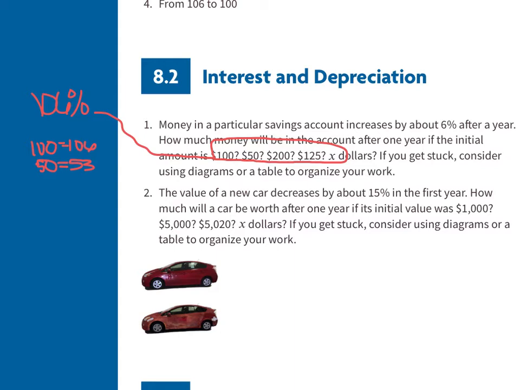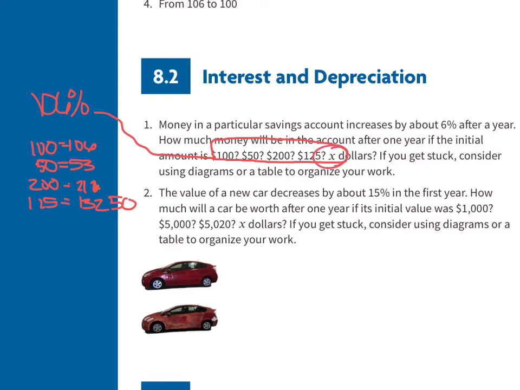$200. 200 is going to be $212. 125 times 106% is 132.5. So 125 is going to be 132.5, but it's money, so we've got to add a 0.